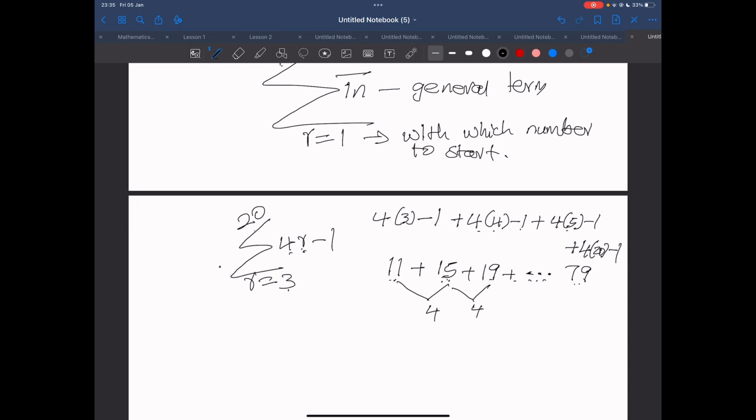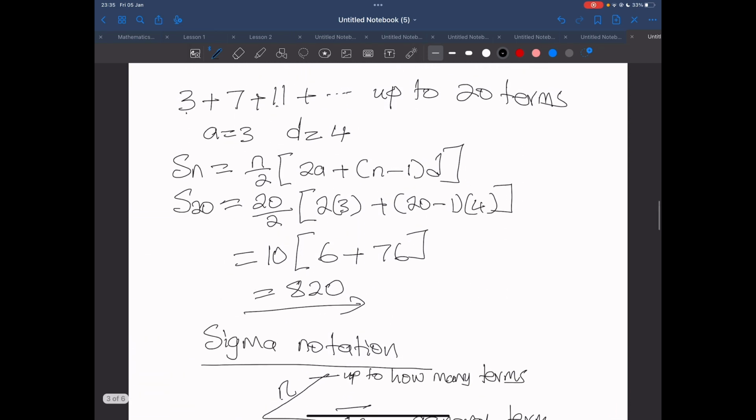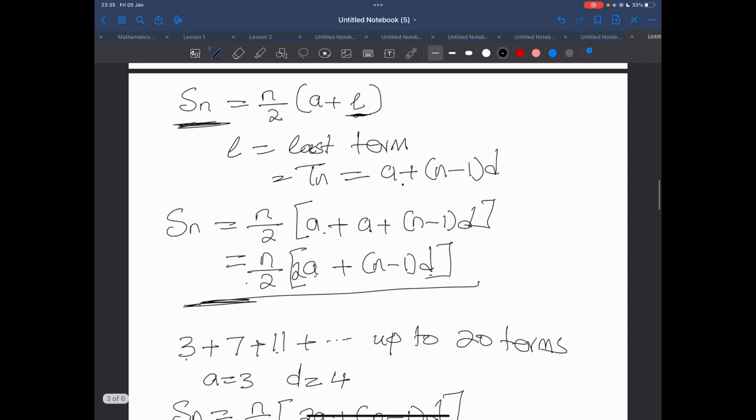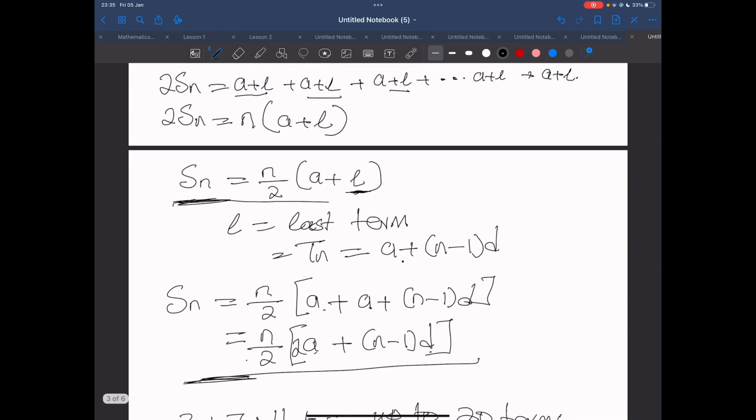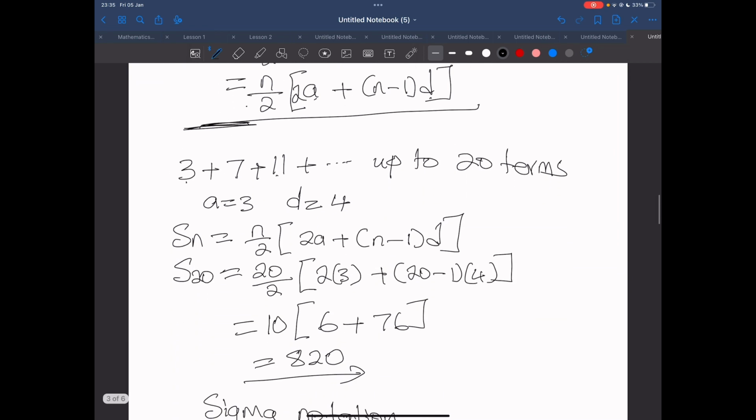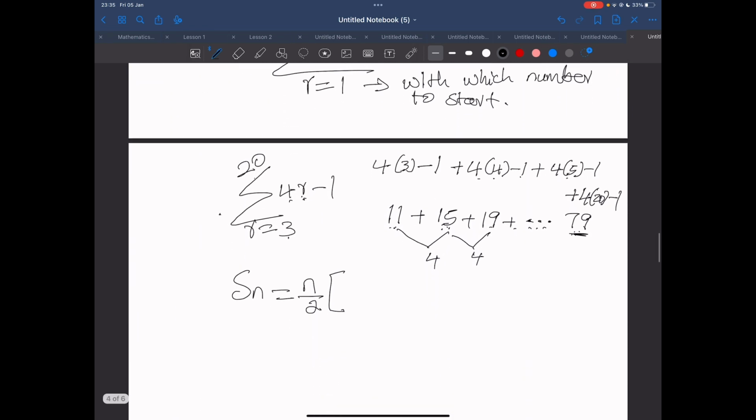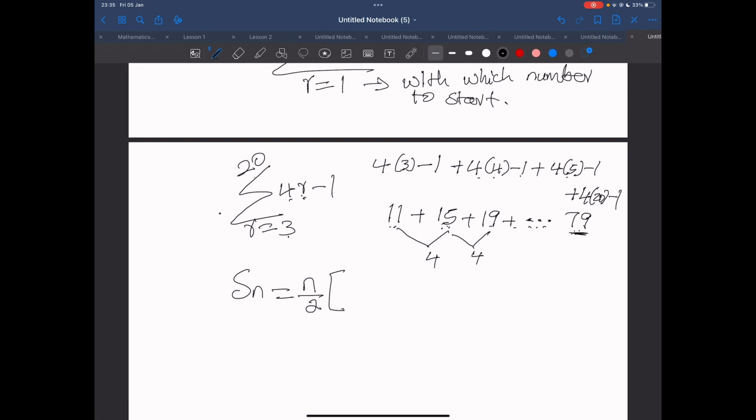So we are going to use the sum n of an arithmetic series. So it's n over 2 into, we have both a and d. We also have the last term. So we can use the easy one that requires the use of the last term. We can use this formula here because it's easier and faster. But even the other one, you can use it if you want. So we can just write a plus l.